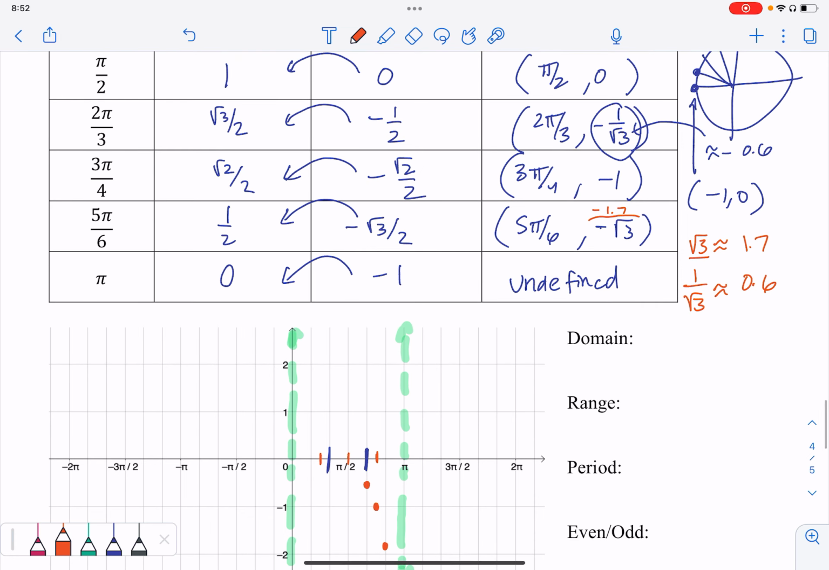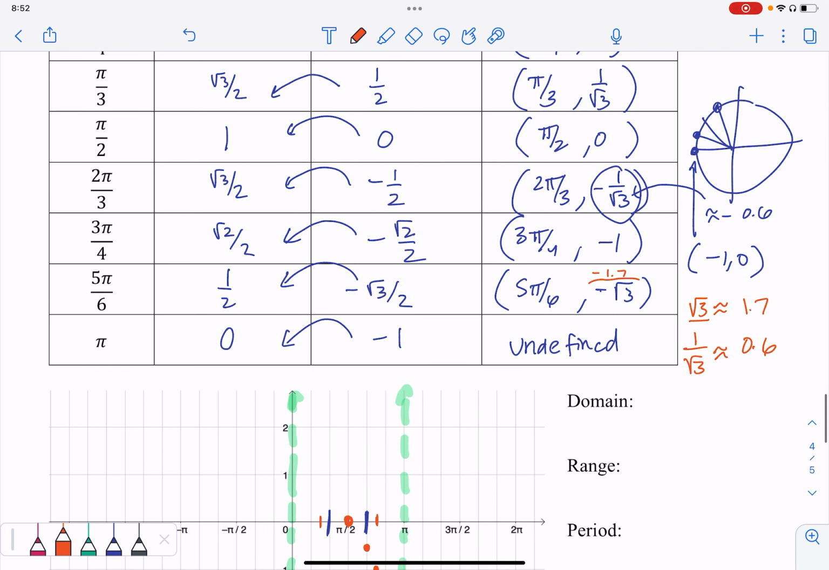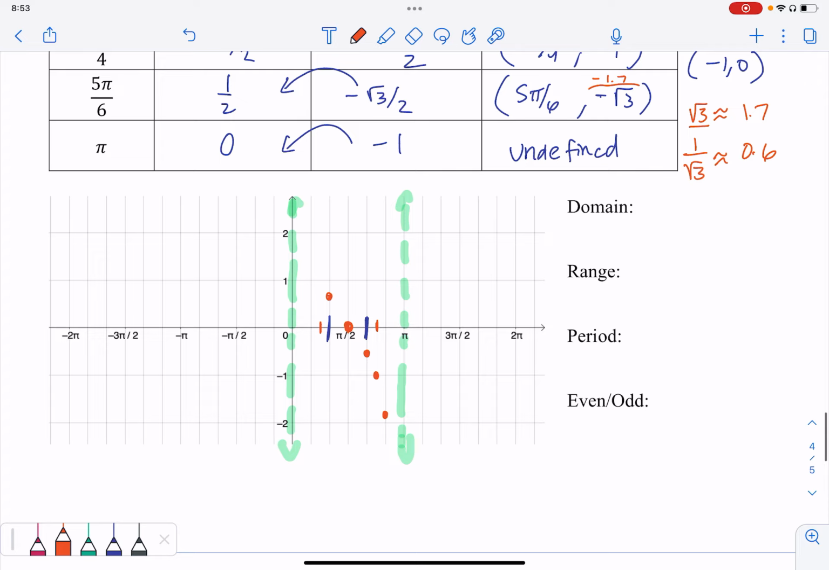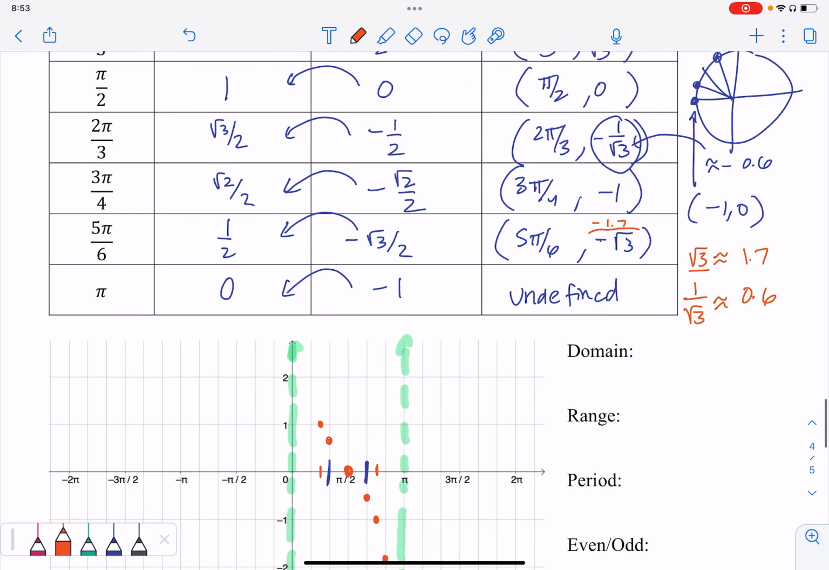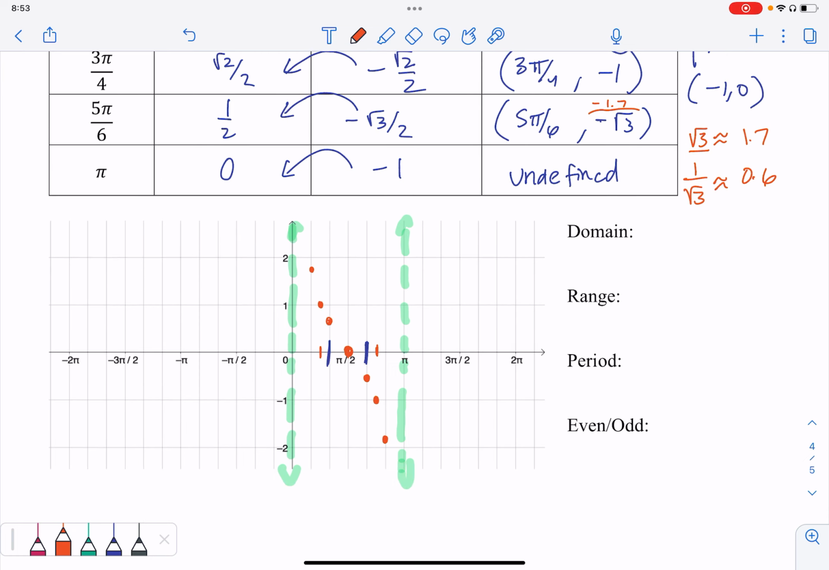Pi over 2, output of 0, great. Pi over 3, output is 1 over root 3. Well, we know that's about 0.6, so there. Plug in pi over 4, output of 1, here. And then plug in pi over 6, output of 1.7, about right there. Okay, and then I know that input of 0 results in undefined, not in the domain. So my cotangent actually is going to look like this, and that is one complete cycle. And so my period is pi.